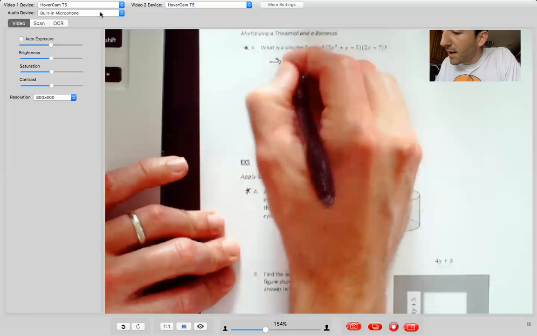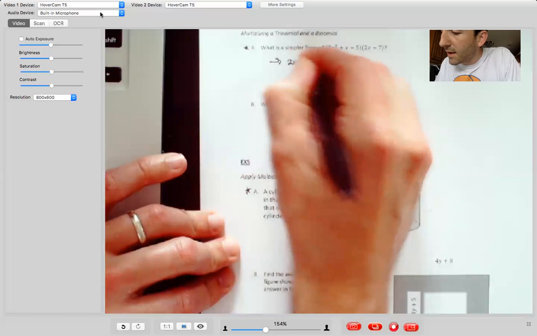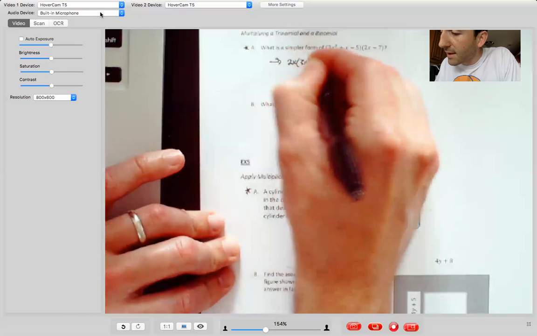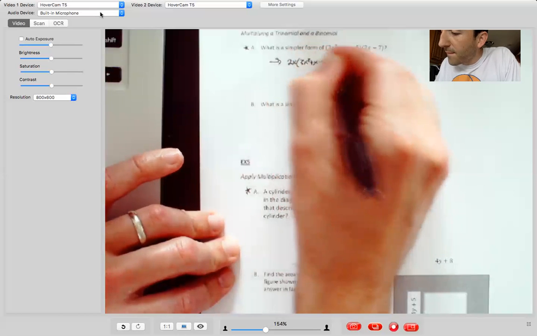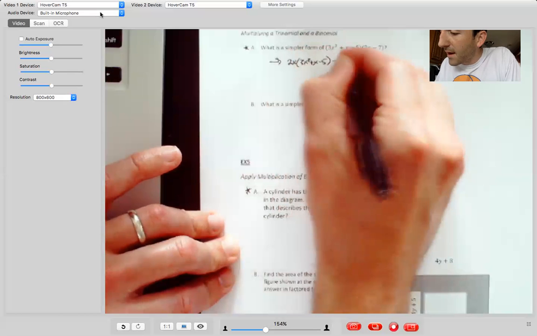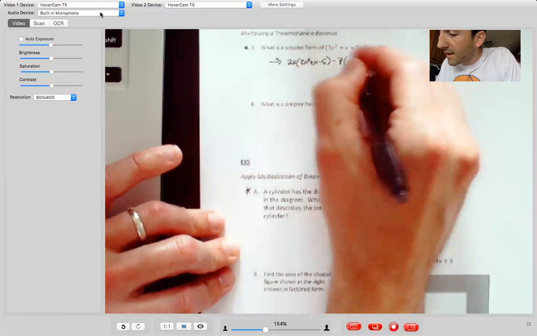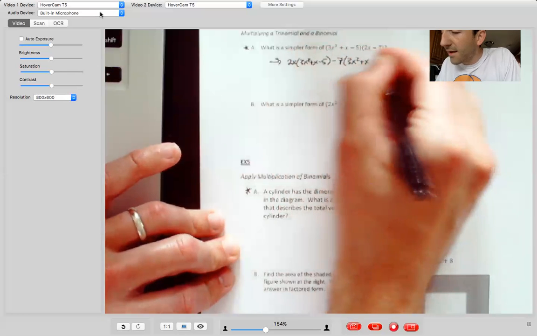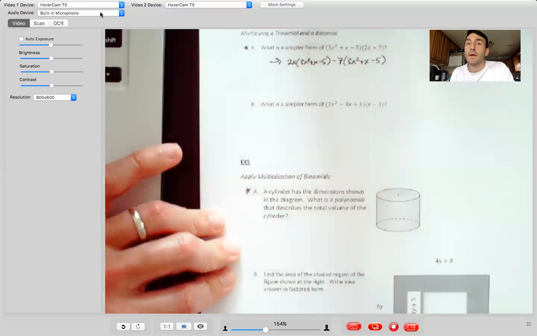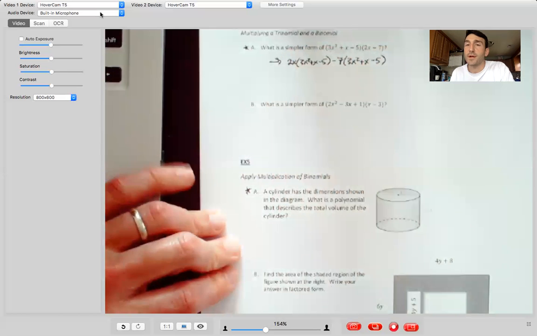So we're going to have 2x times the quantity 3x squared plus x minus 5. And then the minus 7, that minus sign's important, obviously, times the same thing, 3x squared plus x minus 5. All right, so same principle, just more terms here.